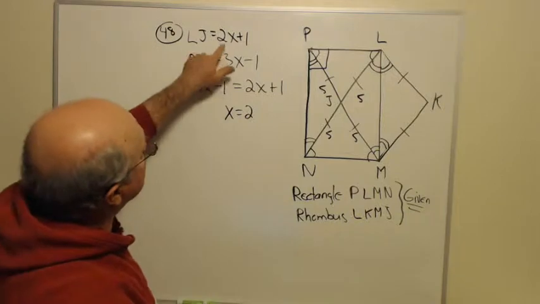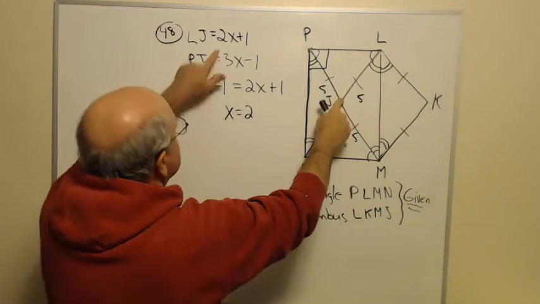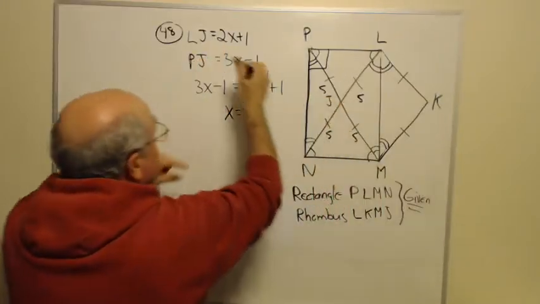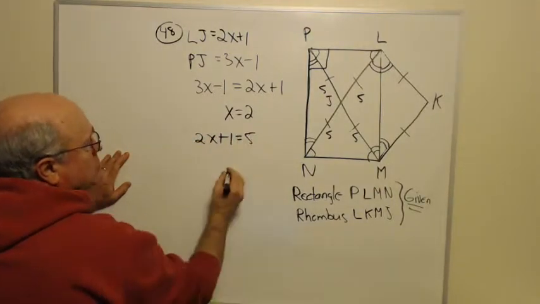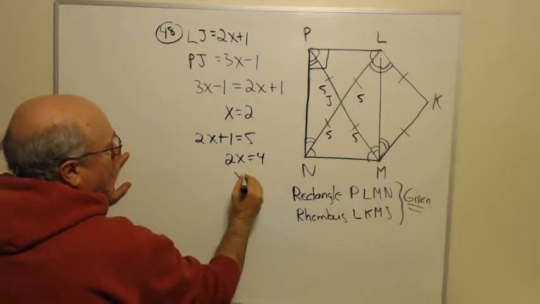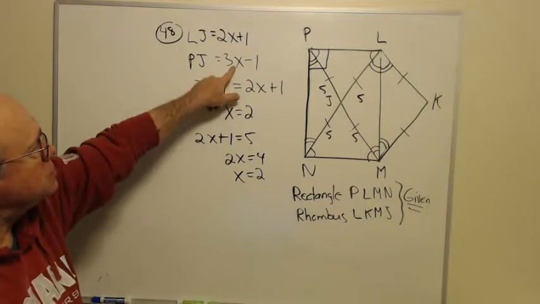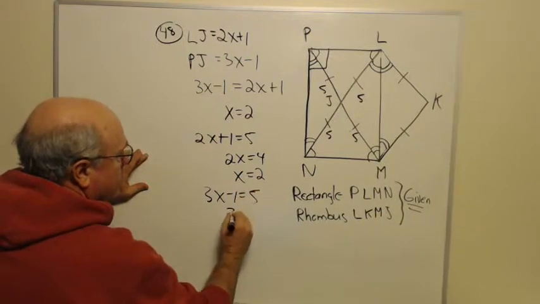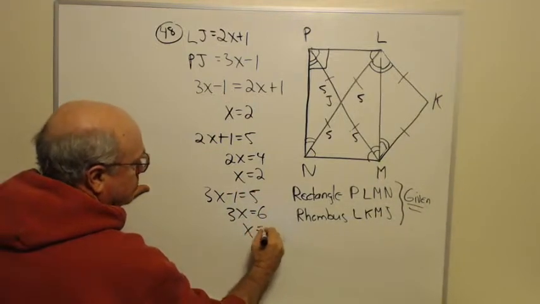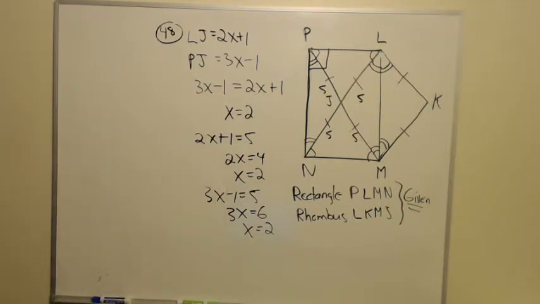Now, we could have done it other ways. We could have taken either one of these two and set them equal to 5. Because if LJ, for instance, is 2x plus 1, and LJ is 5, then 2x plus 1 has to be 5. And that's 2x equals 4, x equals 2. With the last way, you could have taken the 3x minus 1 and set it equal to 5. And that would give you 3x equals 6, but still x equals 2. So there are 1, 2, 3 ways to solve that particular problem. And that's because they gave you really more information than you had to have.